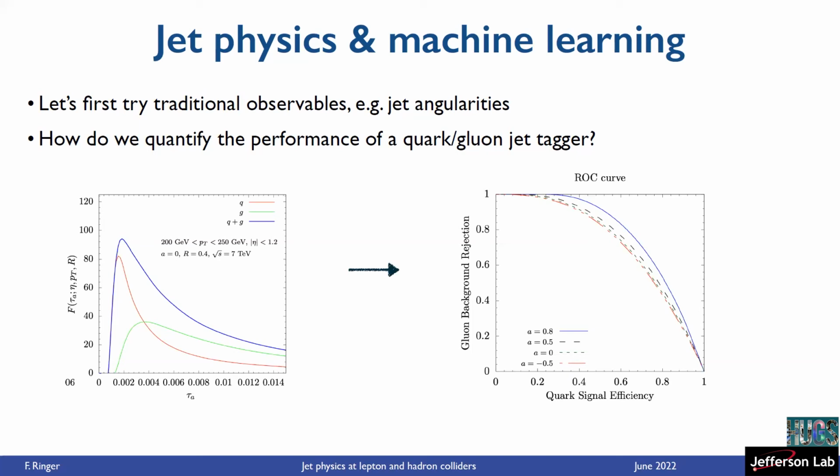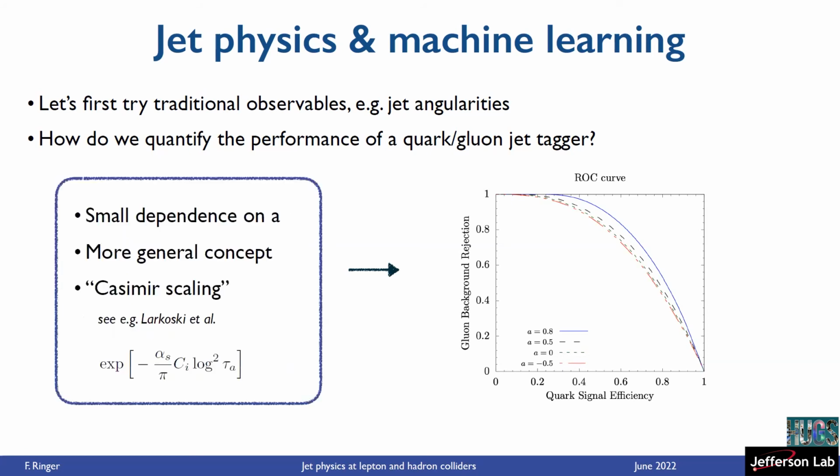But what you can see is that it does okay. The completely random classifier would be the diagonal, and it does better than the diagonal. What you also can see is that there's almost no dependence on A. If I modify A a little bit, almost nothing changes. That is a limitation of these analytic techniques when we do theoretical computations, generally referred to as Casimir scaling.